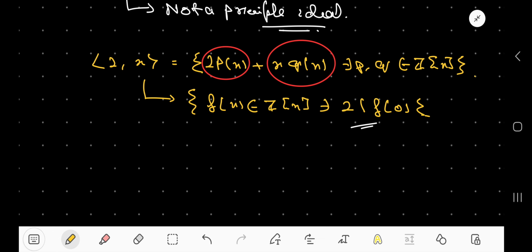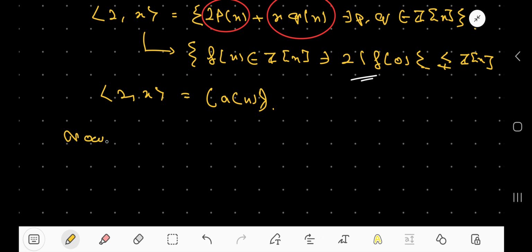Now, the collection of all polynomials with constant term being even clearly forms a proper ideal of Z[x], right? Because not every polynomial in Z[x] has an even constant term. Okay, so suppose this is a principal ideal. Suppose this is generated by some polynomial a(x).